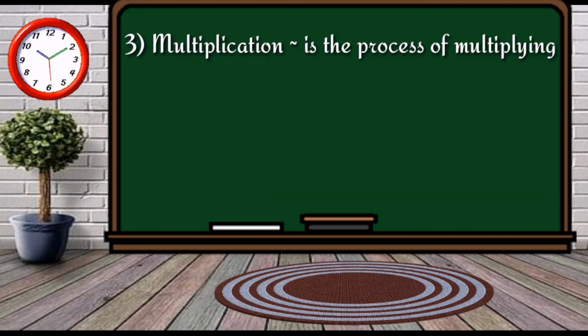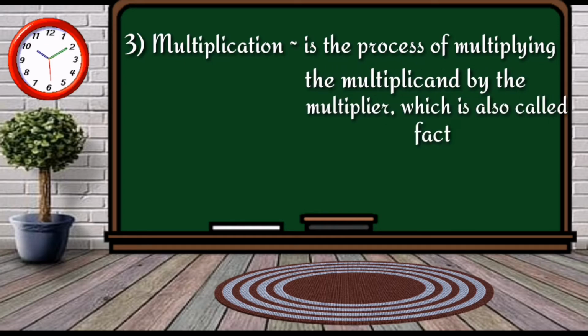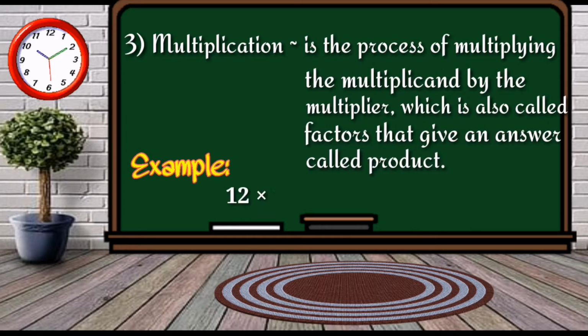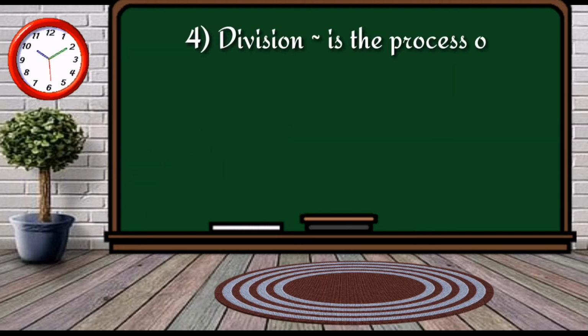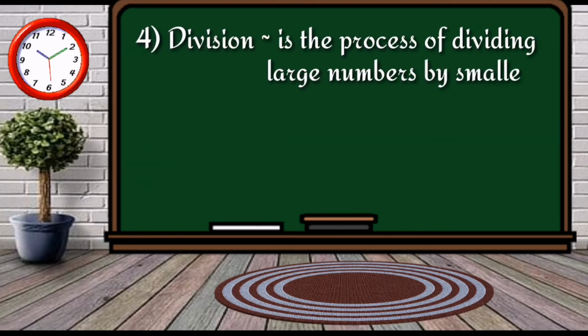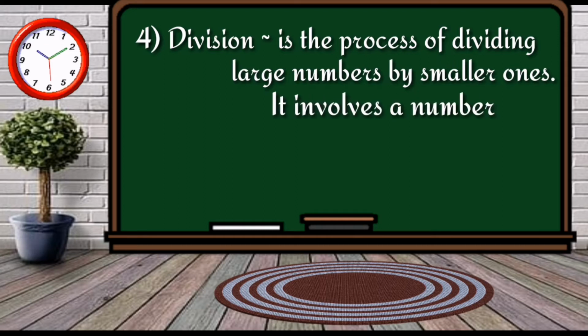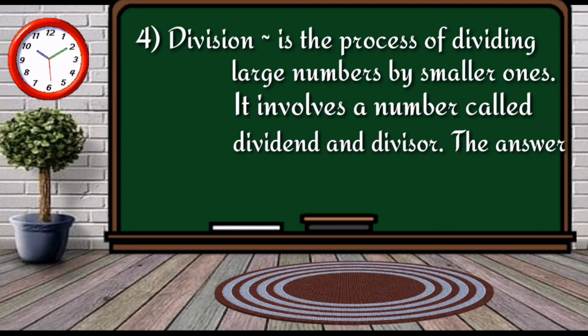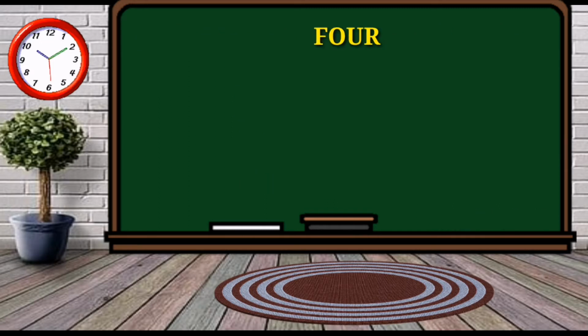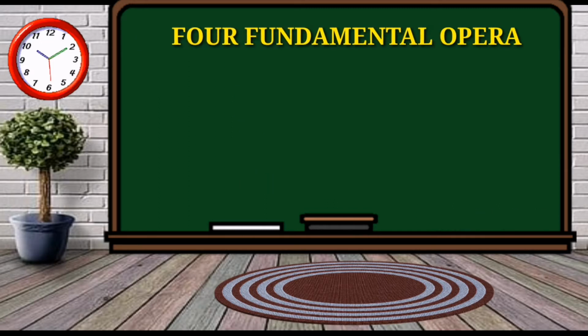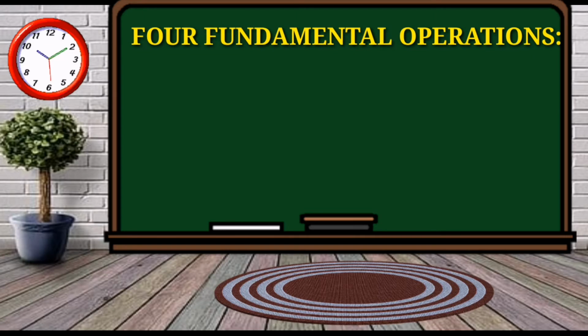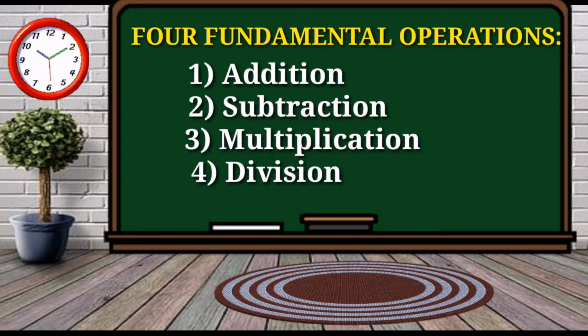Multiplication is the process of multiplying the multiplicand by the multiplier, which are also called factors, that will give an answer called product. And division is the process of dividing large numbers by smaller ones. It involves a number called dividend and divisor. The answer in division is called quotient. Now you have already learned about the four basic fundamental operations: addition, subtraction, multiplication, and division.